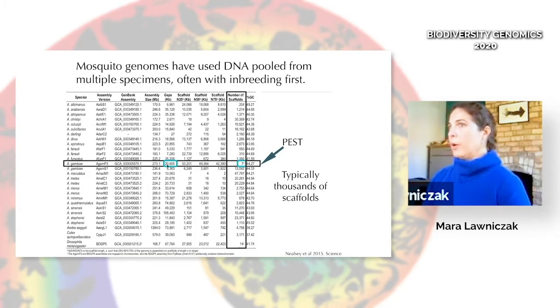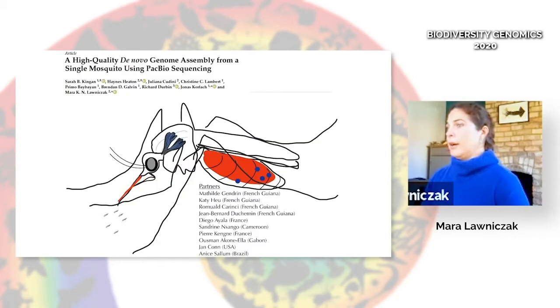So some of the problems: a lot of this has been generated by short-read data, but another big problem for assembling Anopheles genomes is that until recently, mosquito genomes were using pooled DNA. So a couple years ago, we released a paper in which we worked with PacBio to use just DNA from a single mosquito to generate a reference genome.